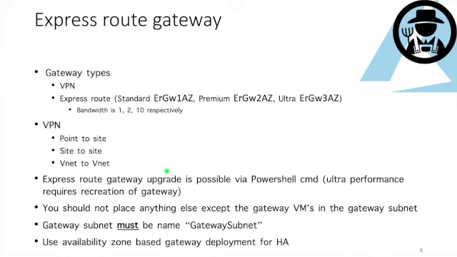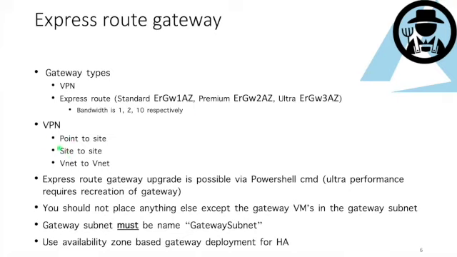Let's talk about Express route in further details. So there are three types of gateways: standard, premium, and ultra. Standard is 1 AZ, and it has a bandwidth of 1 gig. Premium has 2 AZ, the rest of the naming convention is the same, and it has 2 gig bandwidth. Whereas ultra is 3 AZ, but it has 10 gig bandwidth. So that's something you probably want to keep in mind, depending upon how much throughput you need and what you're designing for, and things like that.